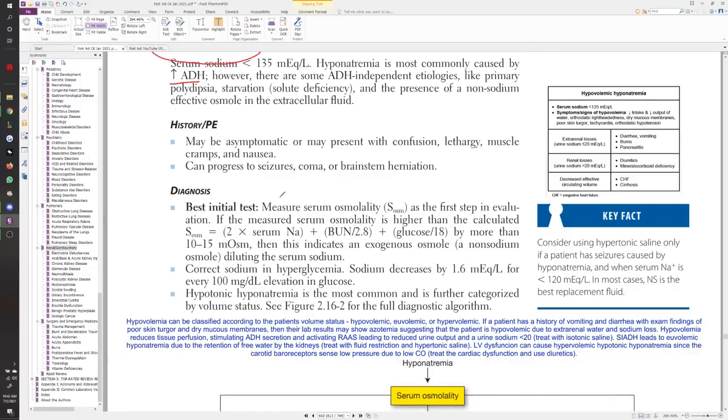So best initial test, measure their serum osmolality as the first step in evaluation. If the measured serum osmolality, their serum solute concentration, is higher than the calculated serum osmolality by more than 10 to 15, then this indicates an exogenous osmol, right? Some non-sodium osmol diluting the serum sodium. This ends up being too hard to do. You're not going to remember this equation, nor are you going to want to remember this equation.